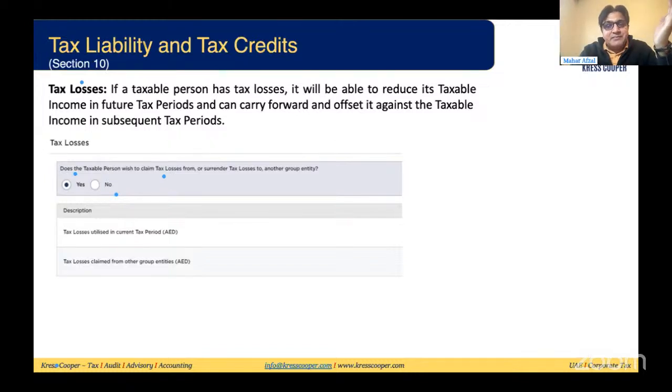So it can be both way arrangement. So this is the reason this question has been asked. Then tax unutilized losses, tax losses claim from other. This is for the group question. So this is very basic thing.